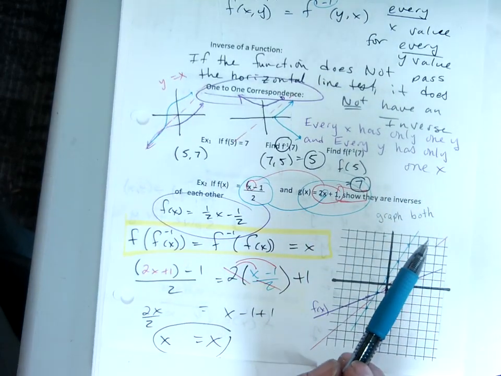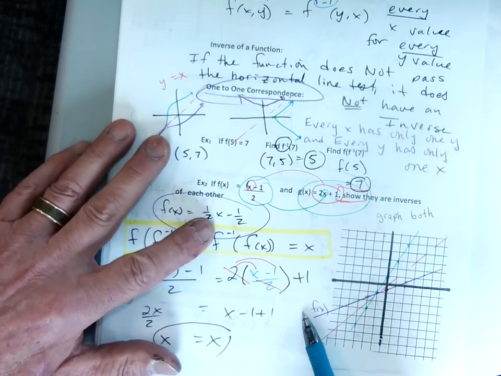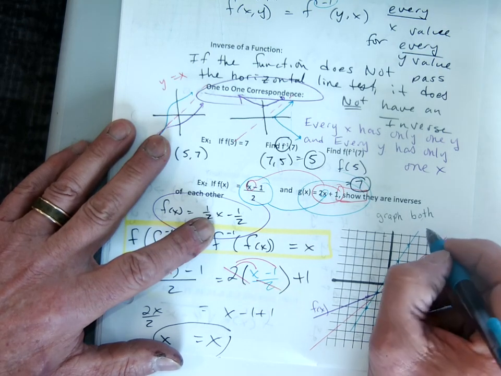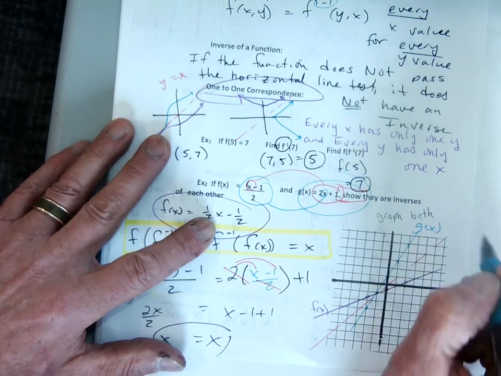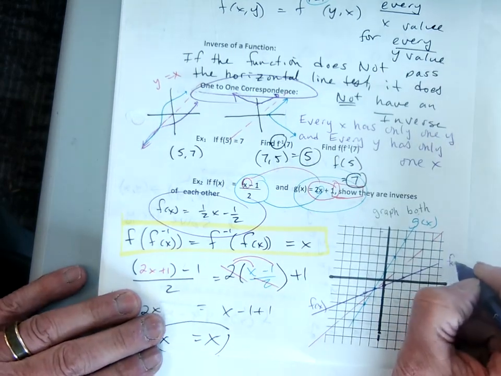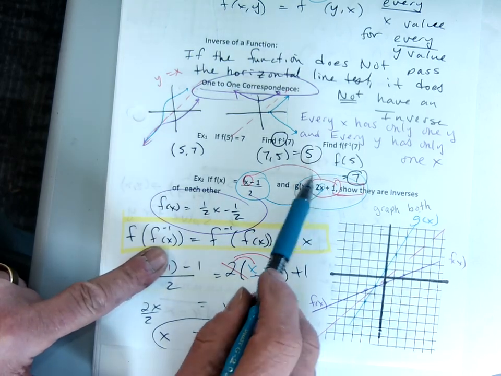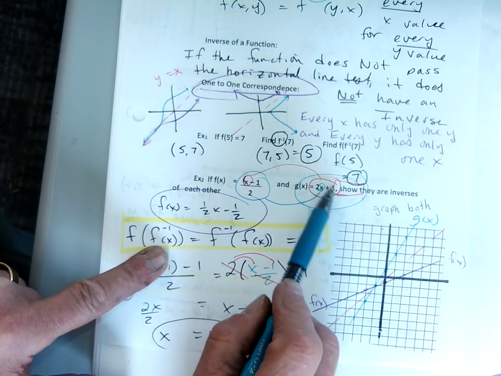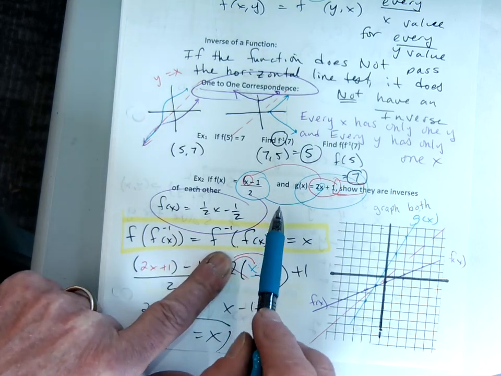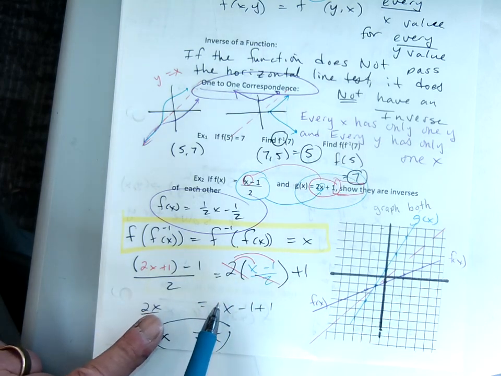Okay, example 2. I graphed the first line. The function here is in purple. I graphed the inverse. Here it is. That's g of x. And then to prove they're inverses, what we have to do is this. You have to plug the one into the other and plug the original into the other. They both should equal each other and they both should equal x.